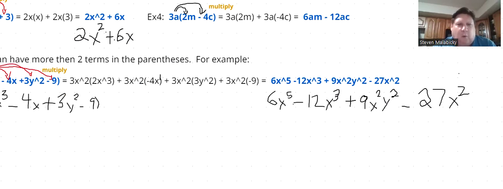And I put a little 1 here. The exponent of the x is a 1 when you don't normally have it there. So x squared times x to the 1, add the 2 and the 1, you get 3. So this becomes minus 12x cubed. Here the variables are different, so we're going to put them together. So 3 times 3 is 9. It's 9x squared y squared. And then 3 times negative 9 is negative 27. So you have negative 27x squared. And this is our answer right here.